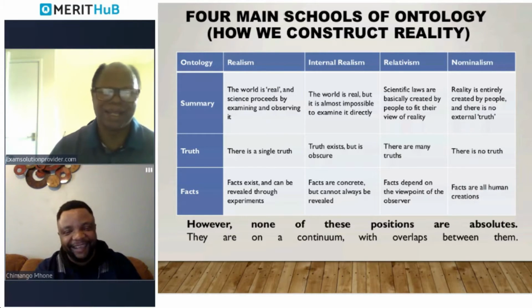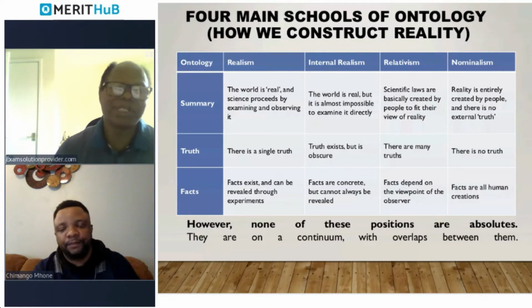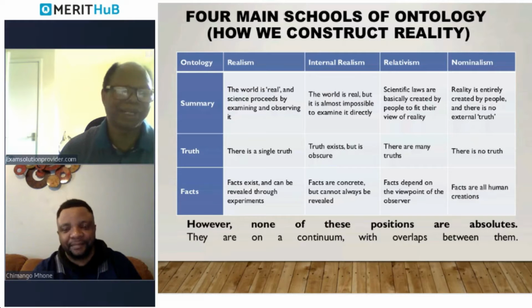Okay. Right. So realism is the world is real. So you believe the world is real, and therefore science proceeds by examining and observing it. So it does exist. There are people who feel that the world is not real. Internal realism is the world is real, but it is almost impossible to examine it directly. So you have to have an indirect way of observing it. So you can see these are just the beliefs of yourself. And it affects the truth and the facts.